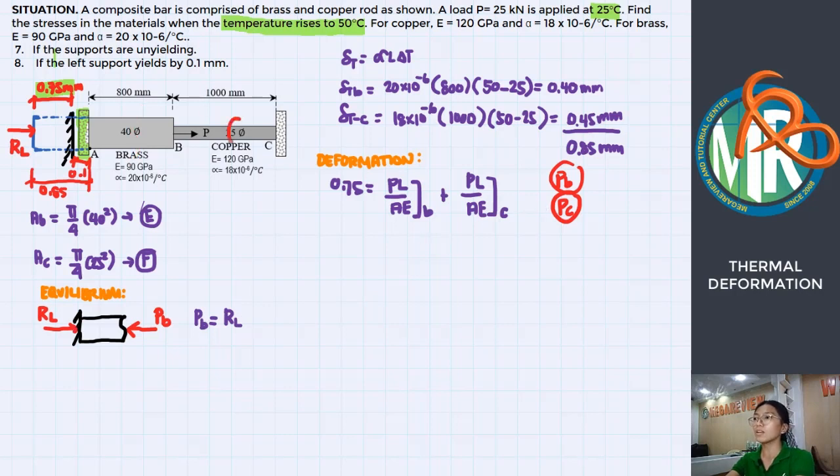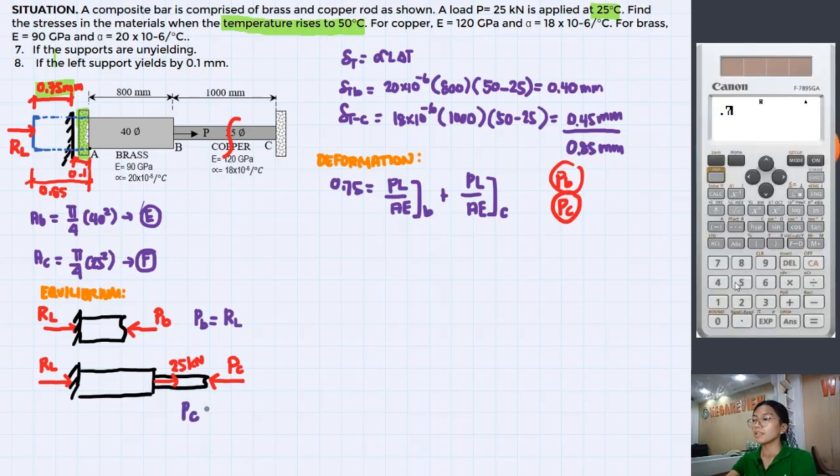Let's get the force of the copper rod. We cut here at the copper part and again consider the left cut member. We have here our reaction at the left support. Take note that there is an axial force at the junction, which is 25 kilonewton. We assumed the copper gives a compressive force, so this is PC. From here, the force of the copper is equal to the reaction at the left support plus 25,000 Newton.